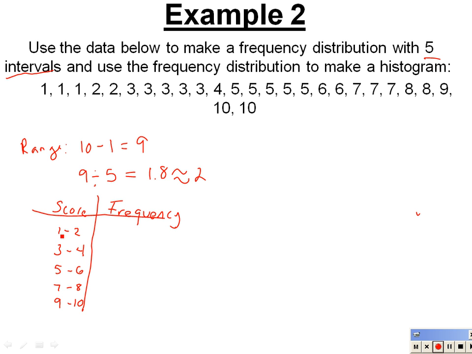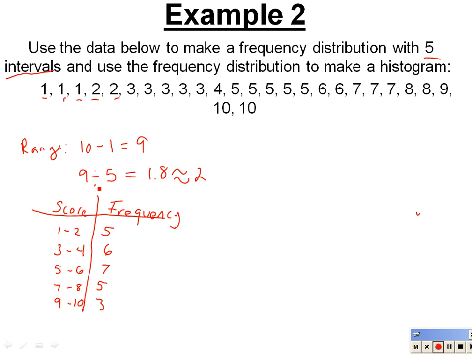So how many people scored 1 or 2? Well, as we can see up here, there's 1, 2, 3, 4, 5 people scored a 1 or 2. So I'm going to put a 5 right here. How many people scored a 3 or 4? That's the next category. 1, 2, 3, 4, 5, 6 people scored a 3 or a 4. 5 or 6, we have 1, 2, 3, 4, 5, 6, 7. 7 or 8, we have 5 scores. And for the 9s and 10s, we have only 3.